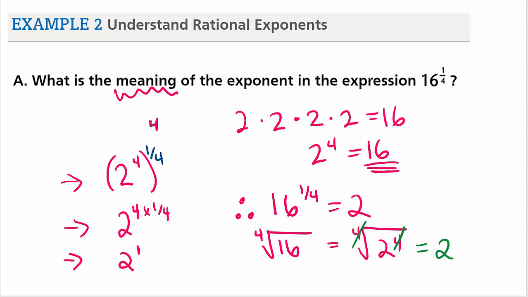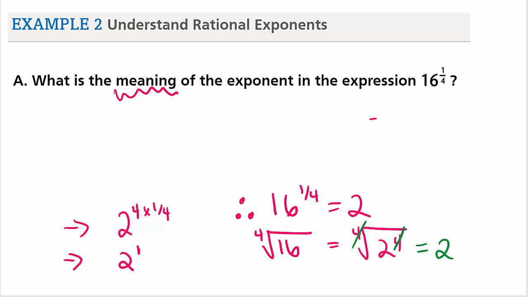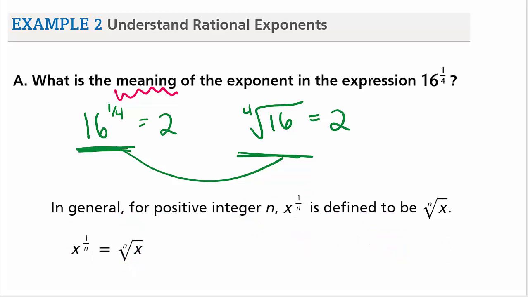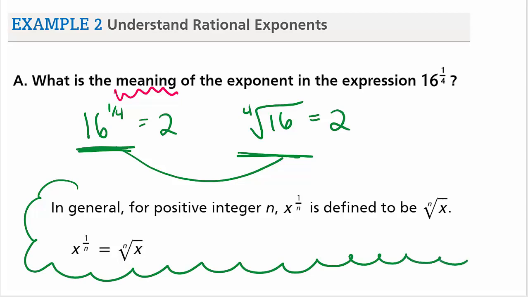So what is this really telling us? If we go back to the original question, because remember it's asking for the meaning. If we've now proved that 16 to the 1/4 is equal to 2, and we've also proved that the 4th root of 16 is also 2, then that means that there has to be some relationship between the exponent of 1/4 and the 4th root.